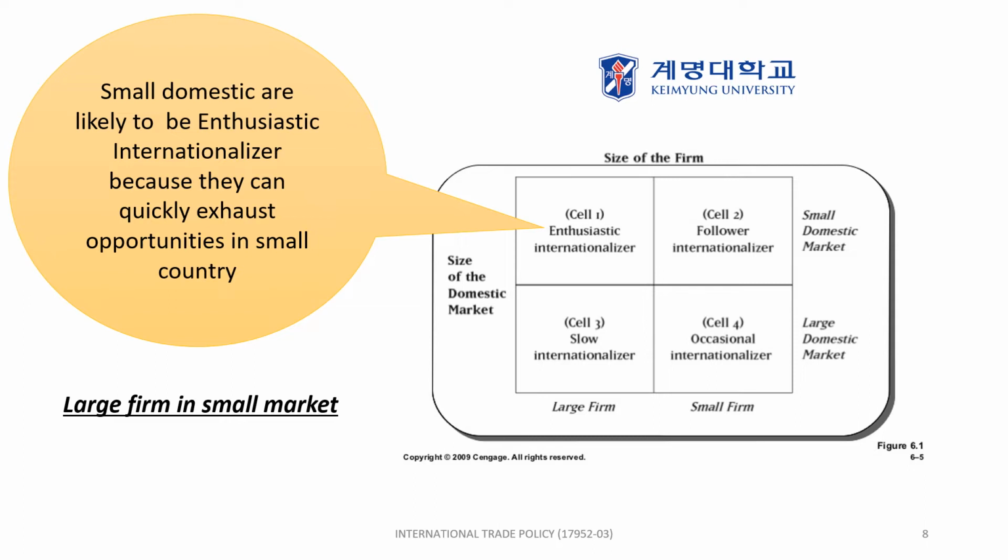Propensity also means the motivation of some firms to go abroad, while others are happy to stay at home. So let's check. First, we have the enthusiastic internationalizer. Some small domestic firms are likely to be enthusiastic internationalizers because they can quickly exhaust opportunities in a small country. Consider ABB of Switzerland, which specializes in large power generation equipment and many other products. The demand for such equipment in Switzerland is rather limited. As a result, 97% of ABB sales and 95% of its employees are outside of Switzerland. In short, they have a very limited market in Switzerland. That's why they want to go abroad to find more markets.